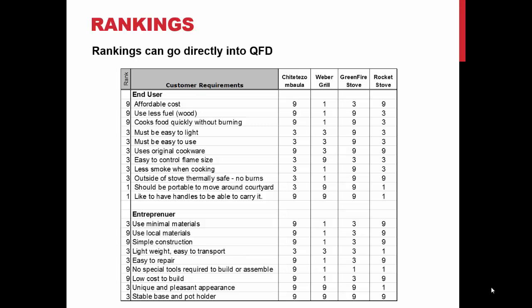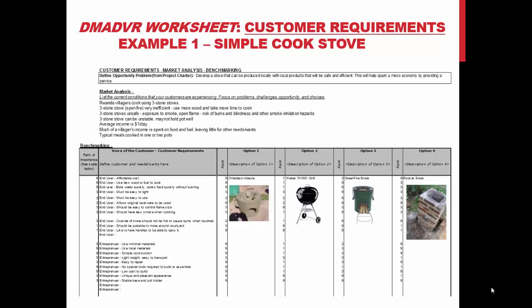If we take a look now at the rankings here as they would go into a customer requirements worksheet, we can see we have our 2 main customers listed here and their needs and wants. What we can do on the left is go down and rank each of these needs and wants in importance to each particular customer. And then we can take a look at the characteristics of each of the 4 competitive products here and list them down as to their ability to fulfill those needs and wants. We can take that information then and put it into our customer requirements worksheet.